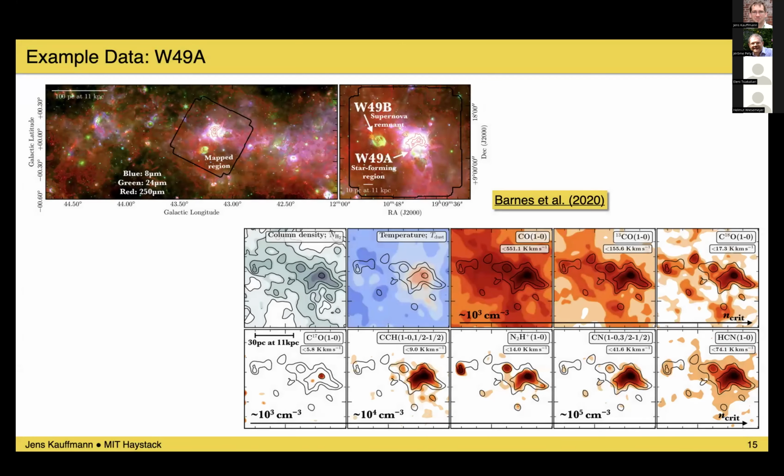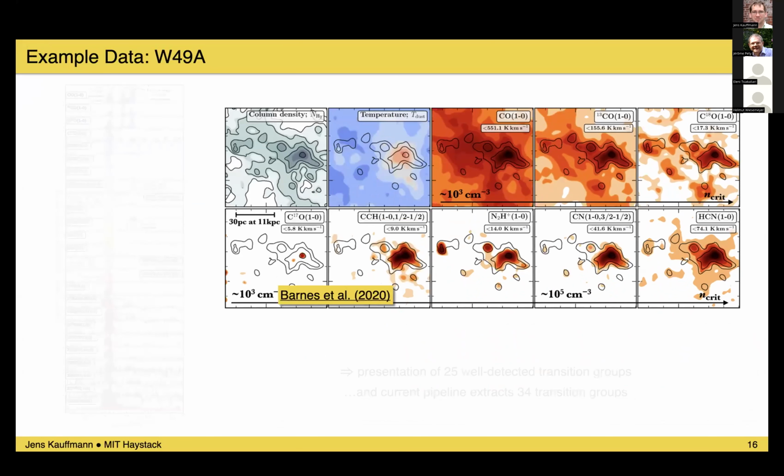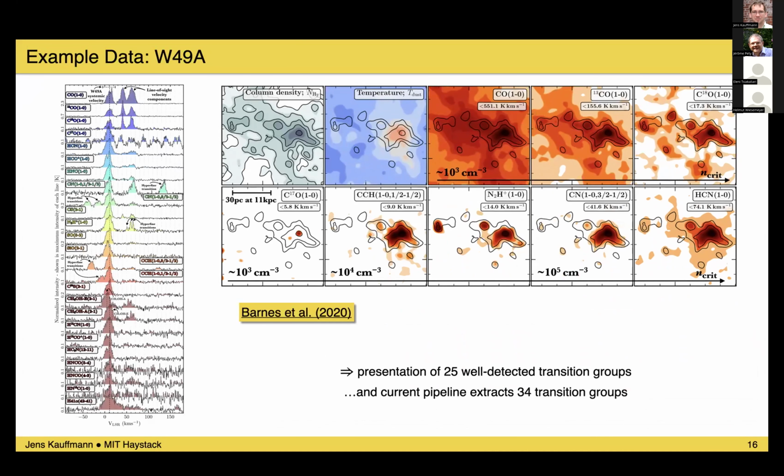This is from a paper from Ashley Barnes, which was the first paper using the actual LEGO data. Just to give you an idea, we mapped here W49A and B, essentially get a large set of molecular emission lines. This gives you a sense of the data complexity.